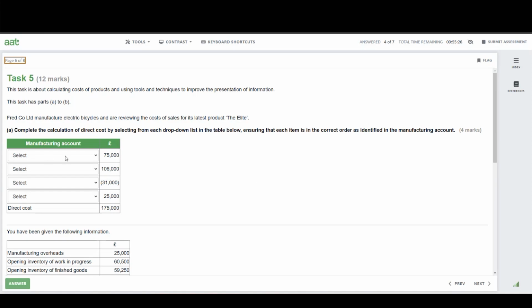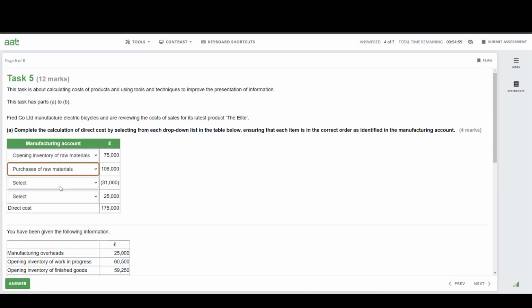So direct costs. Now the direct costs of the business are the costs that make the products, aren't they? They're the costs that relate to the units of production. So we obviously have some material included in there. So let's look at our drop down. Okay, so if we have got raw materials in inventory, we're going to be using those up, aren't we? So we'll start off with our opening inventory of raw materials.